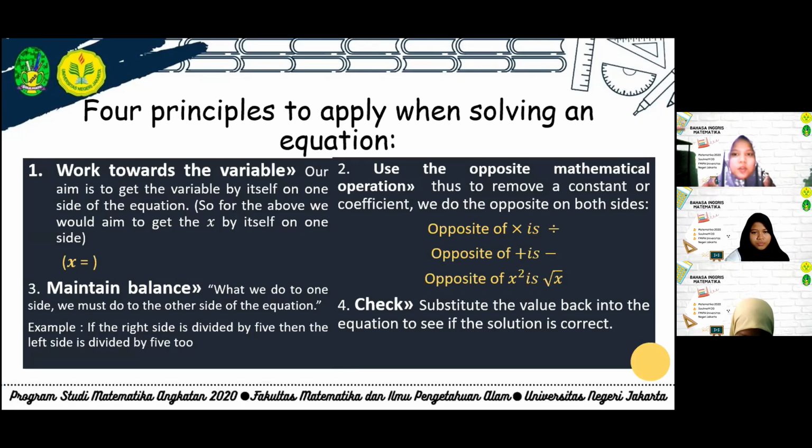Thus, to remove a constant or coefficient, we do the opposite on both sides. Opposite of multiplication is division. Opposite of addition is subtraction. Opposite of x squared is the square root of x. Third, maintain balance. What we do to one side, we must do to the other side of the equation. Example, if the right side is divided by 5, then the left side is divided by 5 too. Fourth, check. Substitute the value back into the equation to see if the solution is correct.